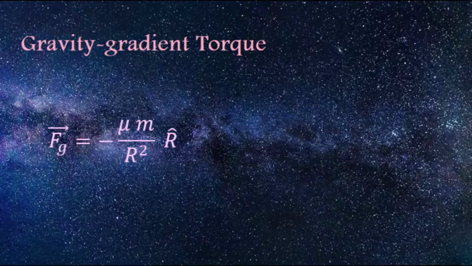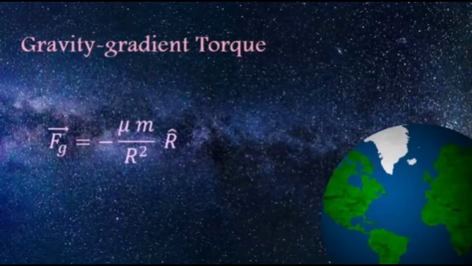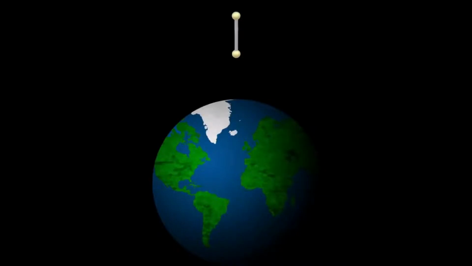The first one is the gravity gradient torque. This results from difference in gravitational force on different parts of a spacecraft. We remember that Newton said the force of gravity on an object varies inversely with the square of the distance from the central body.